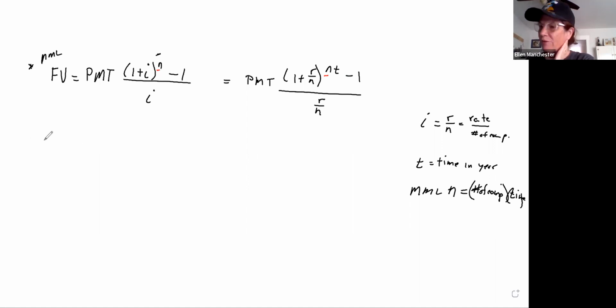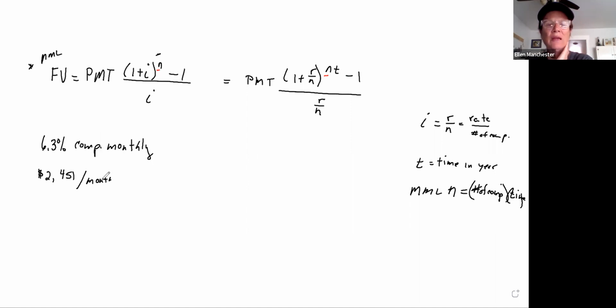Okay, so we have our 6.3% compounded monthly. Okay, and we have 2,451, and it says deposited every month. So that's 2,451 per month. This is a payment. Okay, you have to read it.